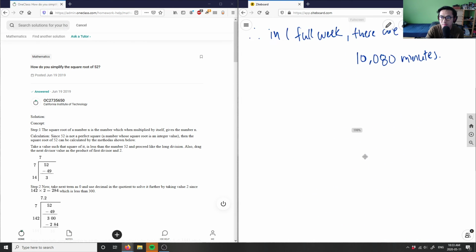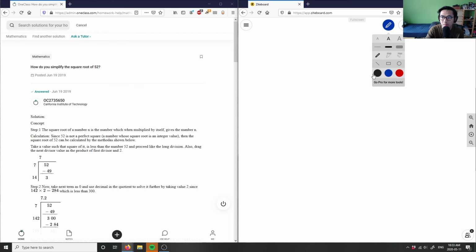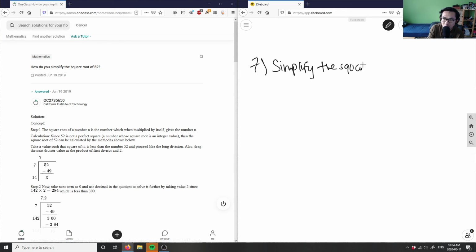Number 6, number 7. I'm looking at how do you simplify the square root of 52. So again, very, very similar to the first question of this question set, where it was asking us how do we simplify something, right? So again, we can use our two methods. Our first one here was our simplified radical form.